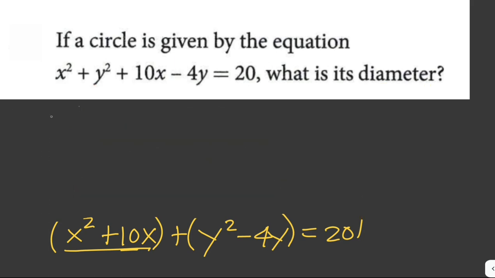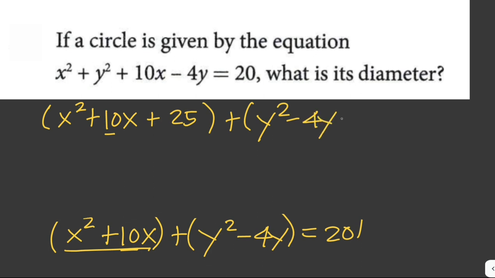So that would be x squared plus 10x. Half of 10 is 5, and 5 squared is 25, plus y squared minus 4y, plus half of negative 4 is negative 2, and squared is 4, equals 20. And whatever we add to the left or to the right, we should add to the other side. So this is plus 25 plus 4.